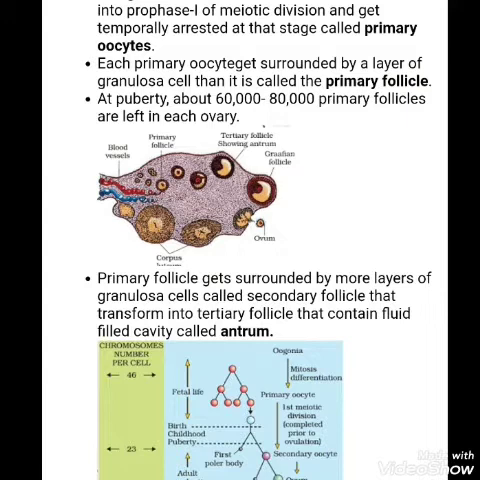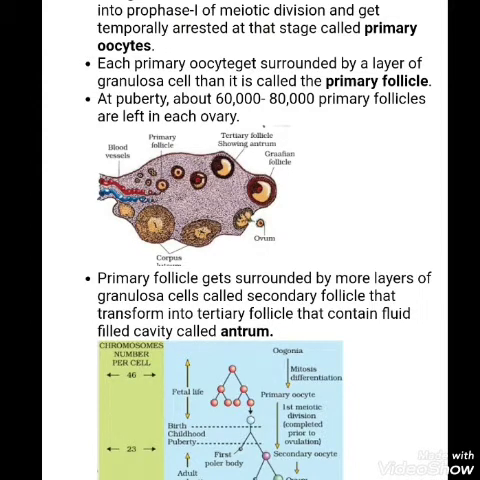What happens? Those gamete mother cells start the division, and you must be knowing about the meiosis process, which has meiosis 1, meiosis 2. So in the meiosis first, the first stage is prophase 1. So what happens to those oogonia or gamete mother cells? They start division and they enter in prophase 1 of the meiotic stage division, and they get temporarily arrested there. That means they stay there for a longer while. The process stops there only. Okay, and the process has to go on, but it stops there in that particular moment.